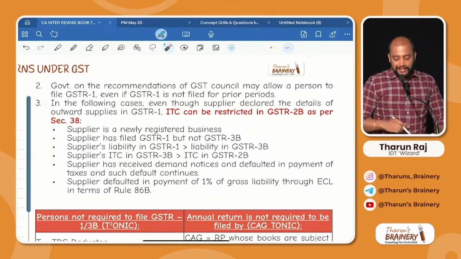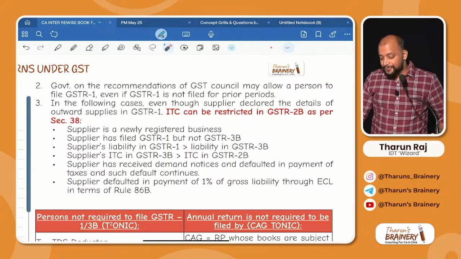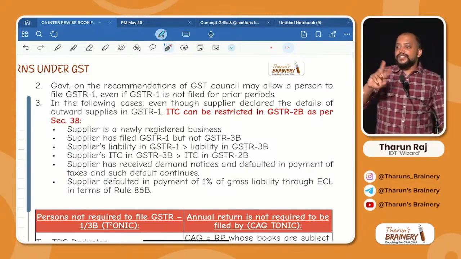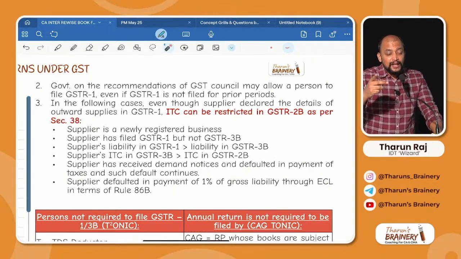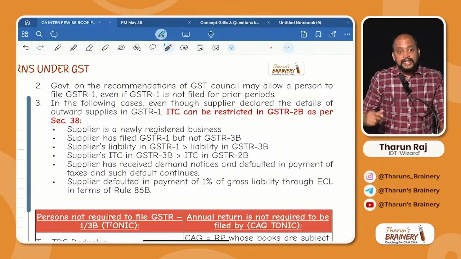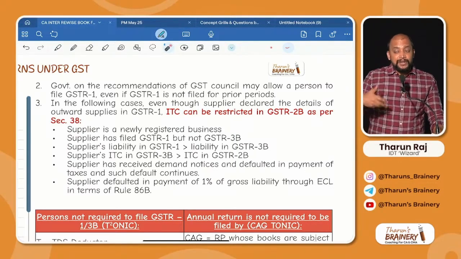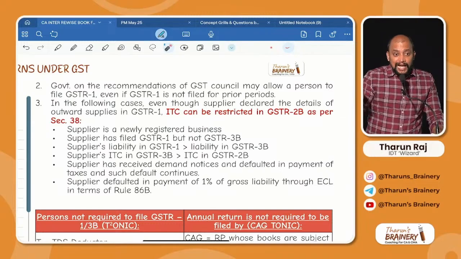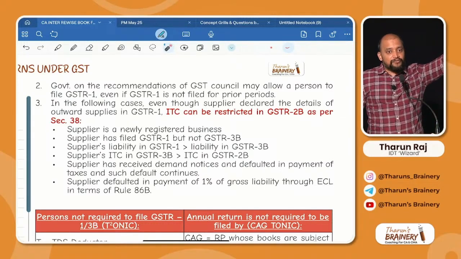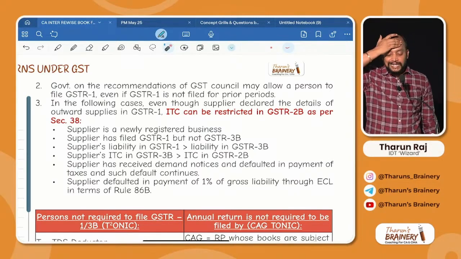See this. Point number 1. The supplier is a newly registered person. So if you are buying from a supplier who is a newly registered person, this will come in your ITC not available. So can you take or can you not take? You cannot take. Okay. Second, the supplier has filed GSTR 1 but not 3B. So will it come under ITC available or ITC not available? ITC not available. Means for any prior periods, he filed 1 but not 3B. This month again when he files GSTR 1, it will come under ITC not available.